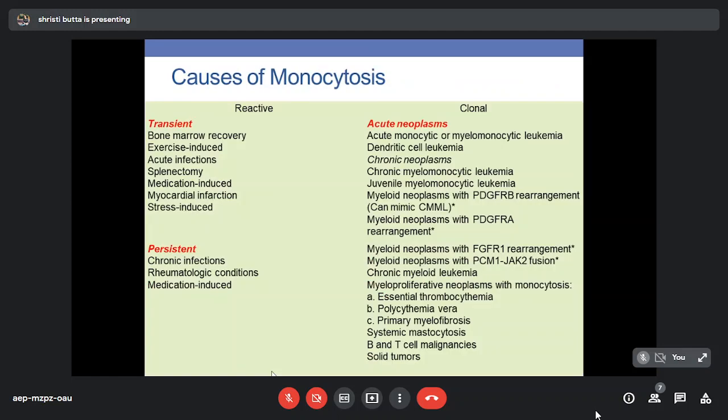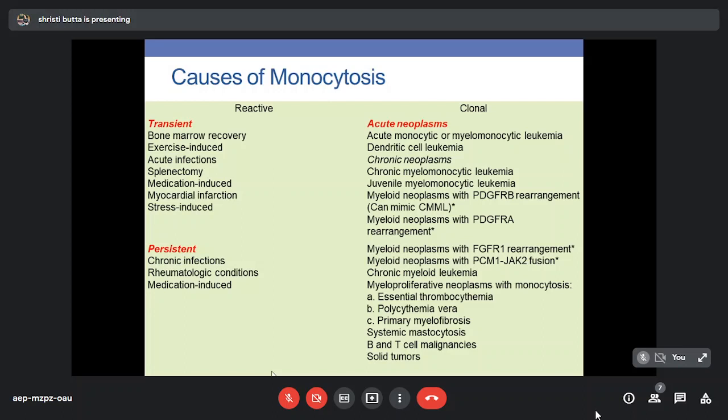When we come to the reactive causes, we have transient and persistent causes. Transient causes may be bone marrow recovery, exercise-induced, acute infections, splenectomy, medications, myocardial infarction, maybe stress. Persistent monocytosis typically occurs when you have chronic infections, rheumatological conditions, medications.